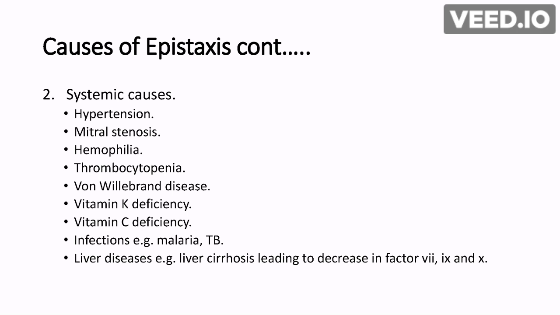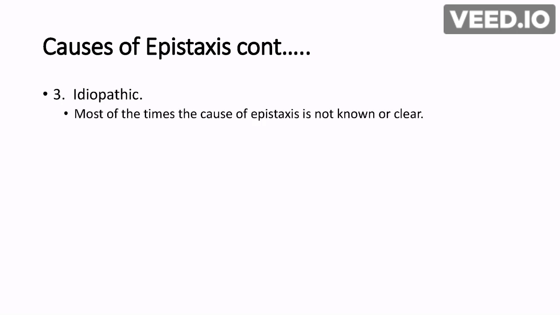Systemic cause includes hypertension. It can be a mitral stenosis, hemophilia, thrombocytopenia, von Willebrand disease, vitamin K and C deficiency. Also, it can be infections such as malaria and TB. And lastly, it can be liver diseases. Example, liver cirrhosis, which can lead to decrease in clotting factors such as factor 7, factor 9, and 10. But lastly, it can be idiopathic, and most of the times, the cause of epistaxis is not known or clear.